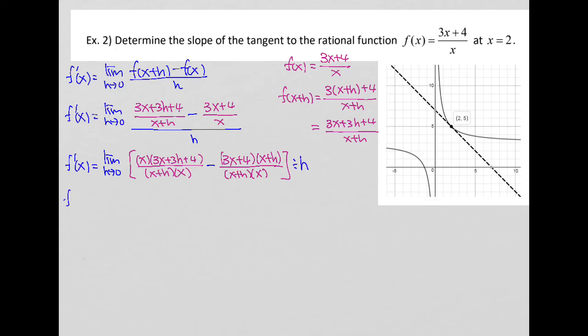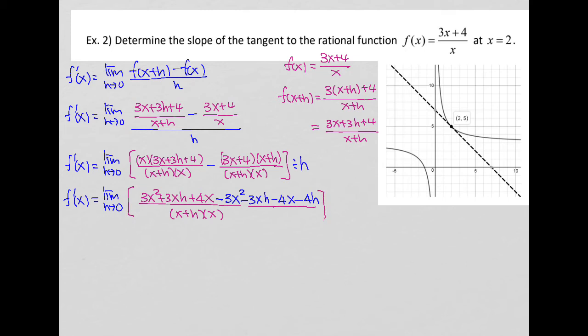The next line we do is we're going to simplify what's inside that square bracket, which is the numerator now. So combine them into one fraction. So expand this, 3x squared plus 3xh plus 4x. And just watch out because there's a minus in between them. So every single term in the second fraction has to multiply a negative 1. So you're going to have a negative 3x squared minus 3xh minus 4x minus 4h. And divided by h means times by 1 over h.